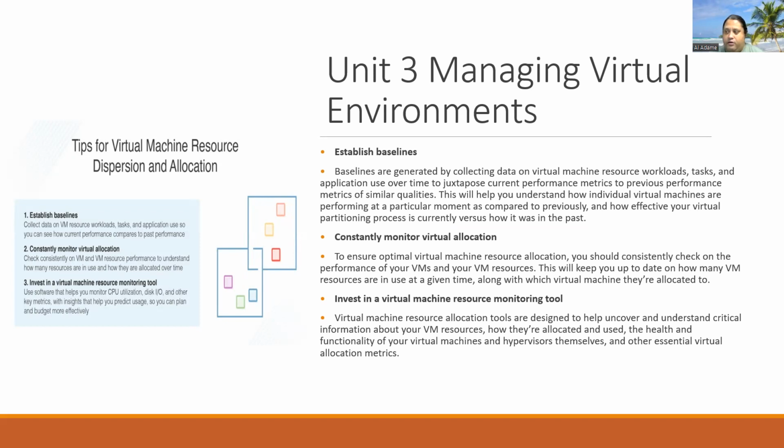So essentially, you're taking your current virtual machines and comparing them to your older virtual machines to see if they're working at the same rate, if they're working faster, or they're working slower. That's just a fancy way of saying that. Or reports: how were they last month compared to this month? This will help you understand how individual virtual machines are performing at a particular moment as compared to previously, and how effective your virtual partitioning process is currently versus how it was in the past. Literally what I just said in simpler terms, hopefully. Praying I haven't lost some of you right now.